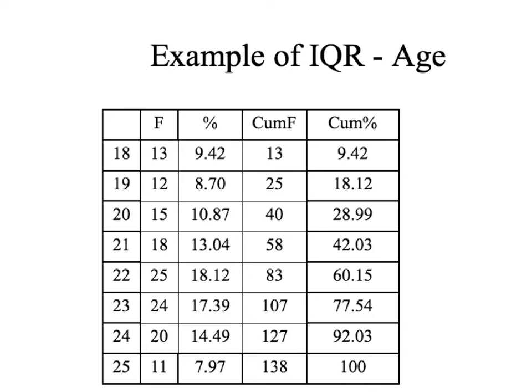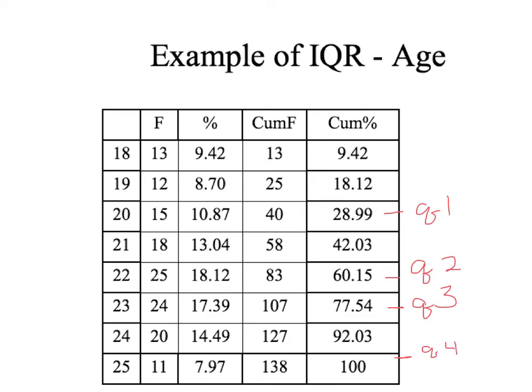So for Q1, we're going to look down the cumulative percent column until we get to the first one that goes above 25%. That's Q1. So I'm going to go ahead and mark that as Q1. And then I'm going to go down and find the one that's the first over 50%, and that's going to be Q2. And then continue going down to the first one over 75%, that's going to be Q3, and then Q4 is going to be the last one because it's the 100%. So these are our quartiles.